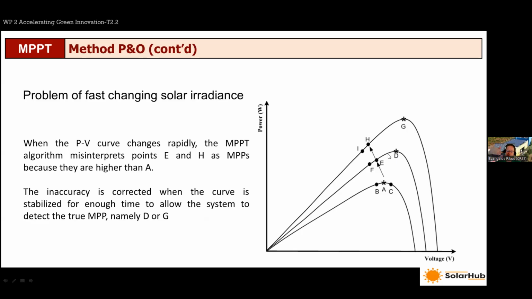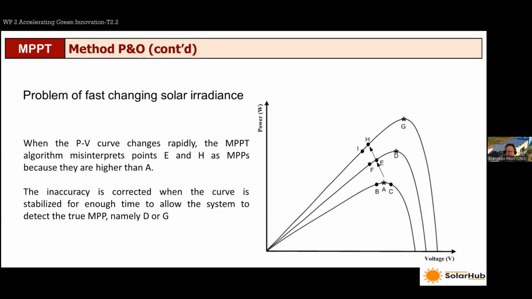And if this goes on, we get even further away from the maximum power. That's a problem, in a nutshell, with the P&O method. It is not easy for the method to detect dynamics.